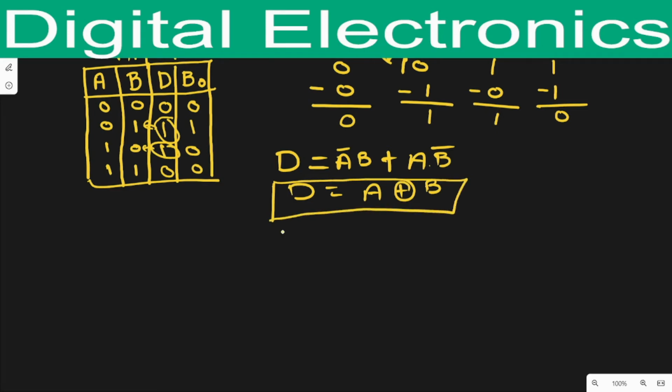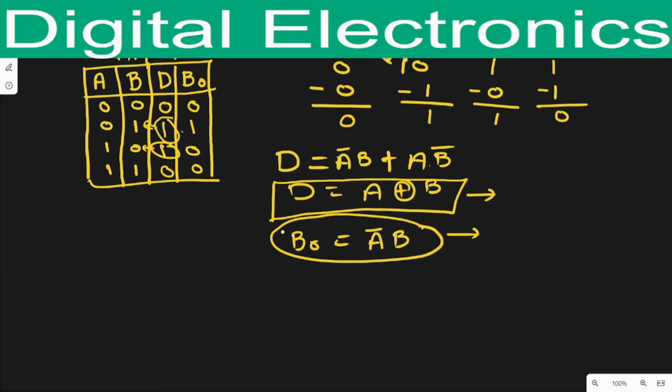Now we will calculate the equation for borrow. I have written B naught. To calculate the equation for borrow, we will check the borrow column. In borrow column only this one is there. So I am writing the input combination with respect to this one. So it will be A bar B. I have written A bar B. Okay. So this one is the difference and this one is the borrow. Is it clear to all of you?